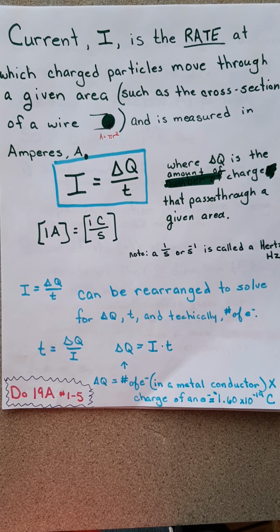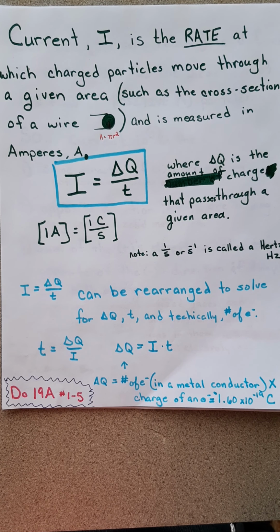The formula is I equals delta Q over T, where delta Q is the amount of charge that passes through the given area. The units: 1 ampere is equal to 1 coulomb per second. Note that anytime we have something that is a 1 over seconds or a per second, sometimes written as s to the negative 1, we actually call that hertz, which is symbolized by Hz. So a per second is hertz.